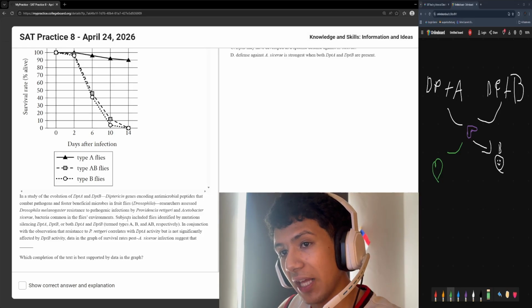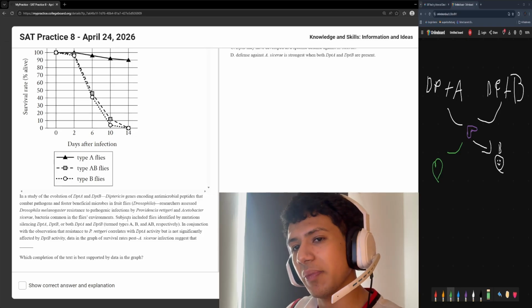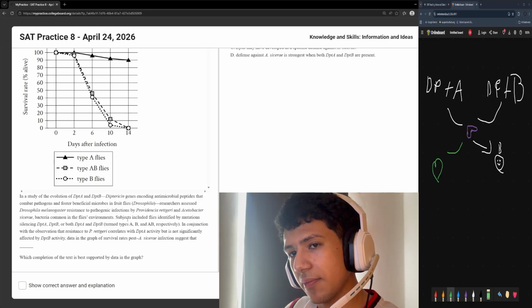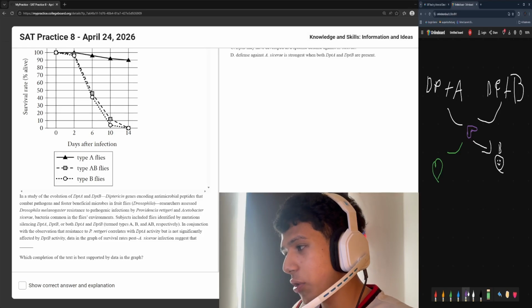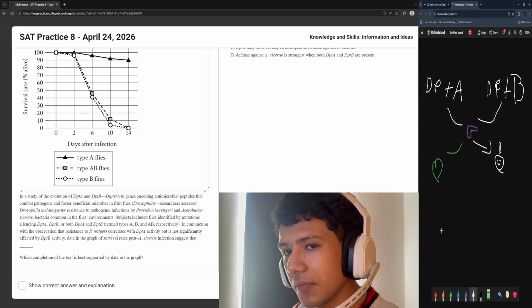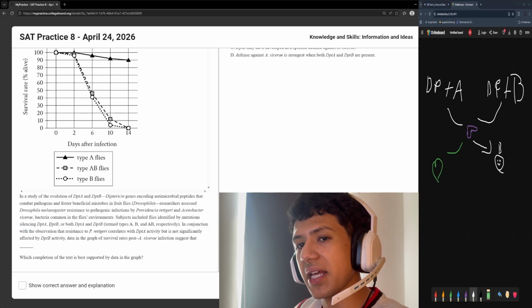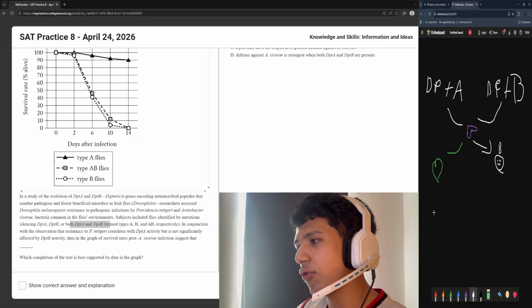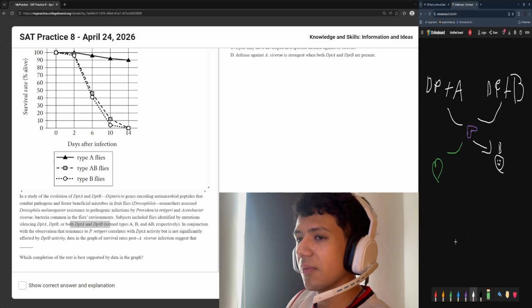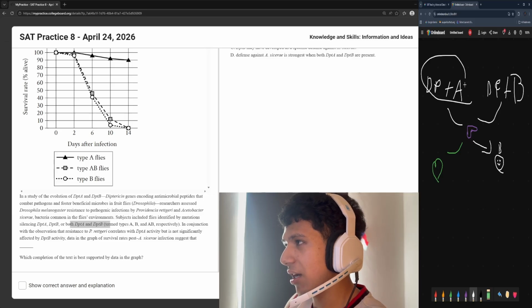Their subjects included flies identified by mutations silencing DPTA, DPTB, or both DPTA and DPTB. What's this saying? This is saying that the flies they were assessing were mutated, which means they were modified to silence, it says here, silencing DPTA, DPTB, or both DPTA and DPTB. So there were some fruit flies. A regular fly that does not have mutations has both DPTA and DPTB, I believe.